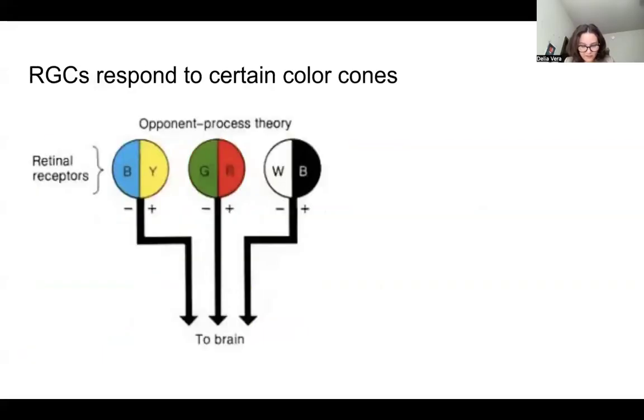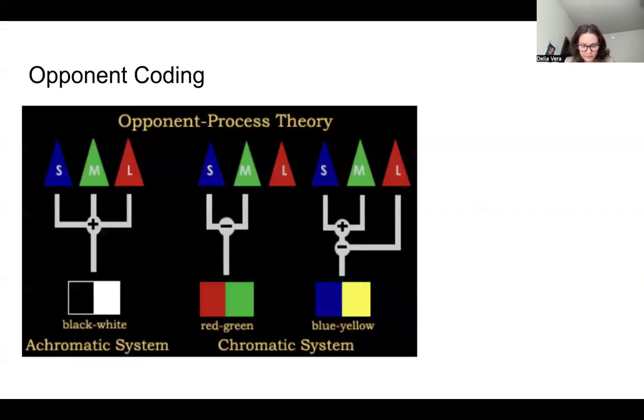RGCs respond to color cones: red versus green, blue versus yellow, and black versus white. This basically means that a cell may be excited by red but inhibited by green in the center of the visual field, while excited by green but inhibited by red in the surround. RGCs specifically receive combined input from multiple cones and are made to respond differently depending on the contrast between them. Retinal ganglion cells and opponent coding.